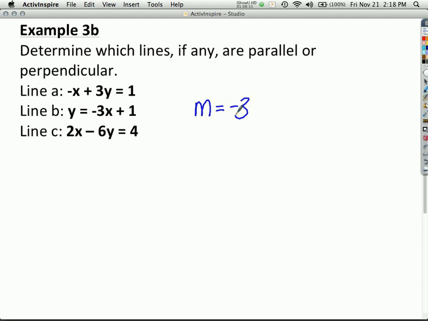But we don't know the slopes of the other ones. What form is line A in? What form is that, Catalina? Laurel, what about line C? What form is that? Standard. So we have to do what Catalina taught us earlier. We have to convert them.